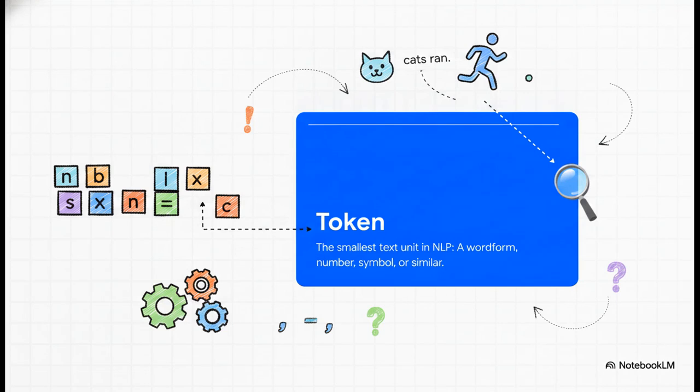To anchor this in reality, let's look at the token. This is literally the smallest text unit an algorithm looks at in NLP. If you feed a machine the sentence "cats ran," period, it doesn't just absorb a continuous thought like we do. It chops it up into individual tokens, so the separate words, cats and ran, and yep, even the period at the end. To a computer, a punctuation mark is just another token that needs to be processed.